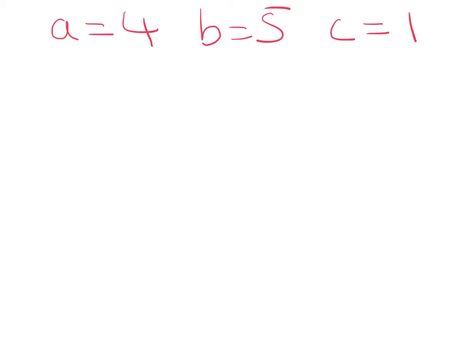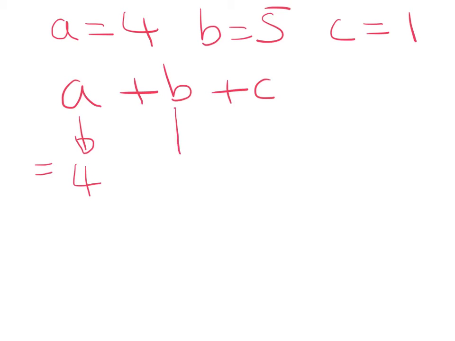Finally, I could have 3 variables. I could have a is equal to 4, b is equal to 5, and c is equal to 1. Now if I have the expression a plus b plus c, again I'm going to show my working clearly. I've got my arrows to show that a is substituted for 4, b is equal to 5, and c is equal to 1. So a plus b plus c is equal to 4 plus 5 plus 1, which is equal to 10.